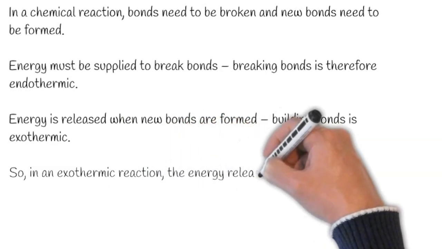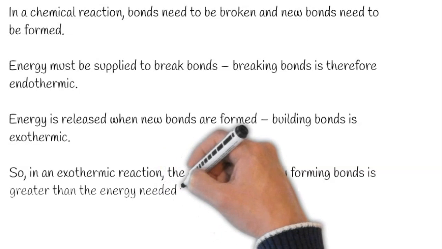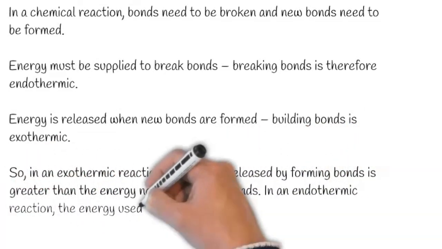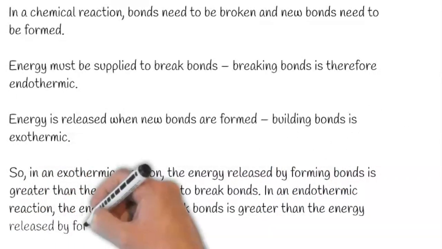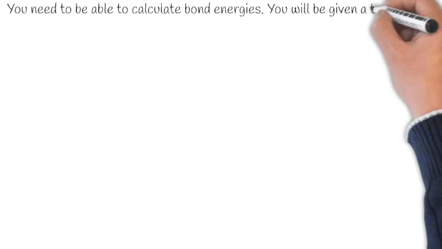So in an exothermic reaction, the energy released by forming bonds is greater than the energy needed to break the bonds. In an endothermic reaction, the energy used to break the bonds is greater than the energy released by forming the new bonds. You need to be able to calculate bond energy. You will be given a table that looks like this.